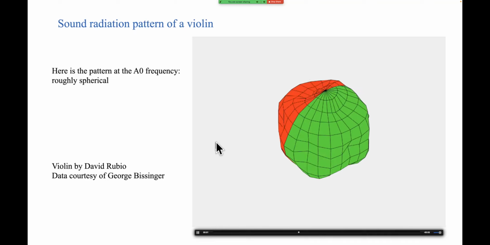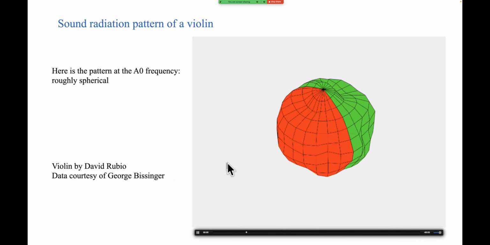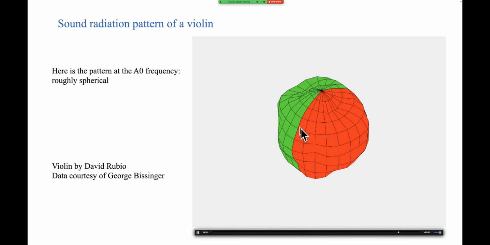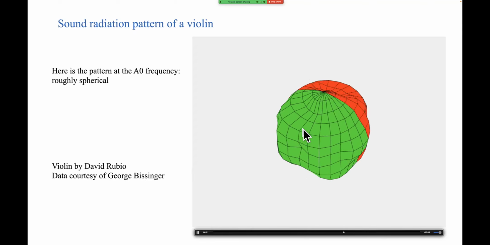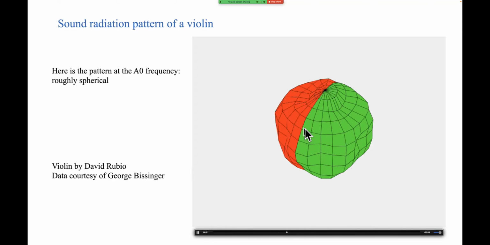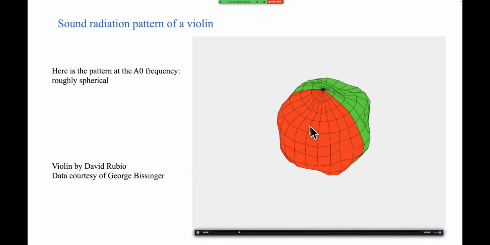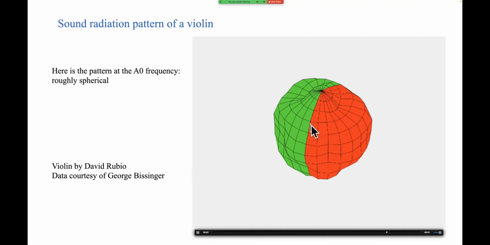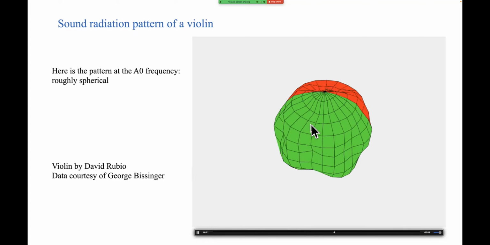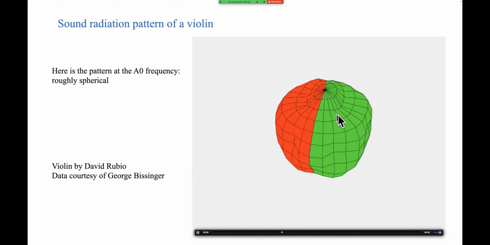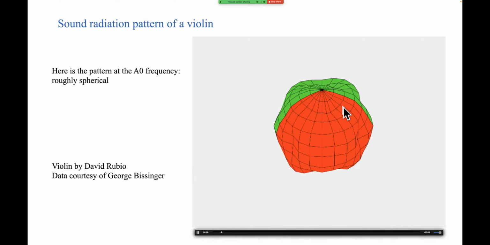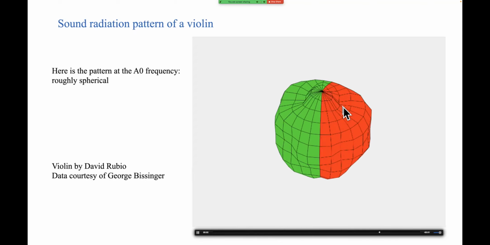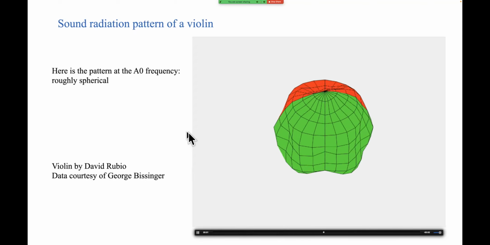So this is a measurement courtesy of George Bissinger at lots of microphones, making a sphere around the instrument. The instrument is oriented with its neck vertical and downwards. The green colour is the front of the violin, the red colour is the back of the violin, but it doesn't make much difference to this one.